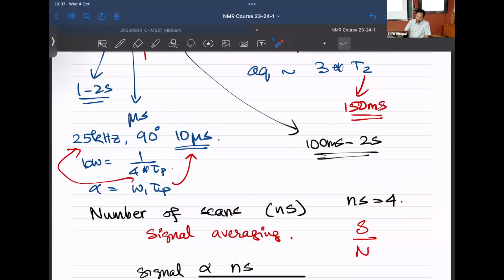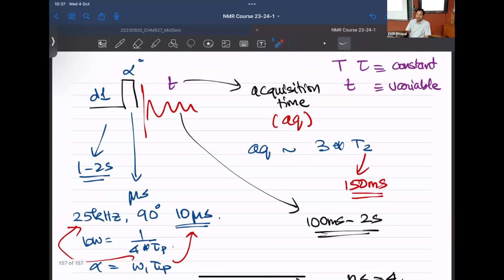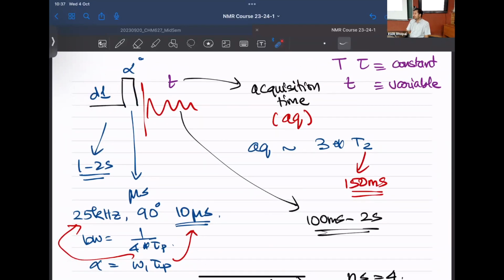We got introduced to the interscan delay, which is the delay between pulses that are applied so as to ensure that you reach a reasonable steady state bulk magnetization equilibrium. The free induction decay is the time in which you acquire the signal, and its time is set by T2. And most importantly, during this D1 and acquisition time, you have no pulses applied. So the spins would try to relax back to their equilibrium. The only thing that is perturbing here is the alpha degree pulse.